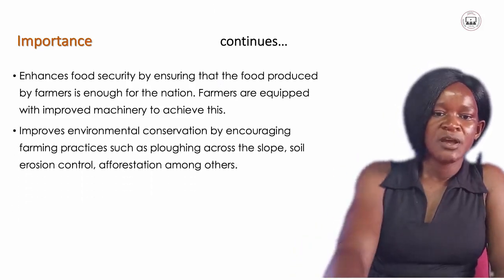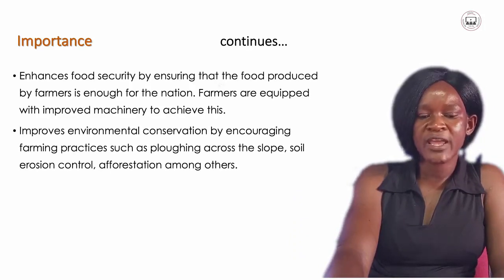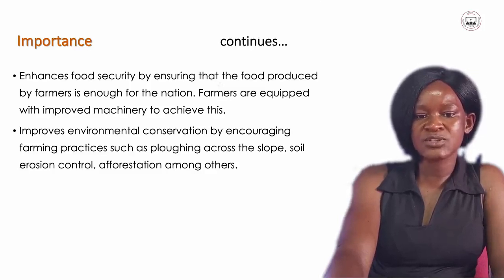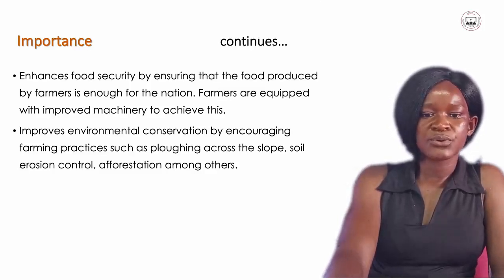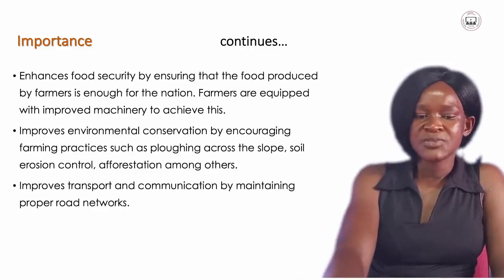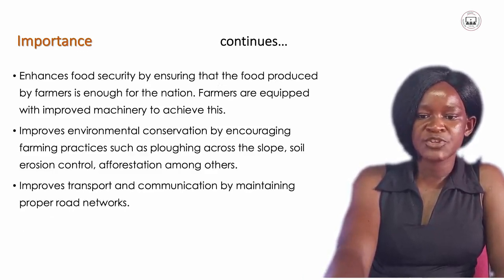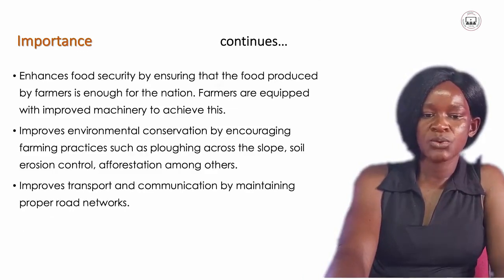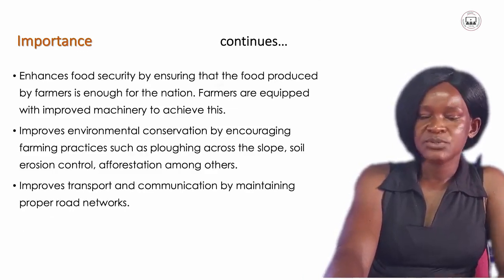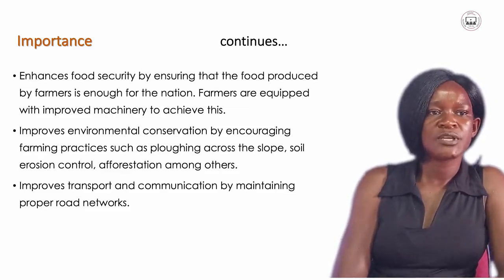Apart from that, it also improves environmental conservation by encouraging farming practices such as plowing across the slope, soil erosion control, afforestation, among others. The last one is that it improves transport and communication by maintaining a proper road network. So these are some of the importances of agricultural technology.